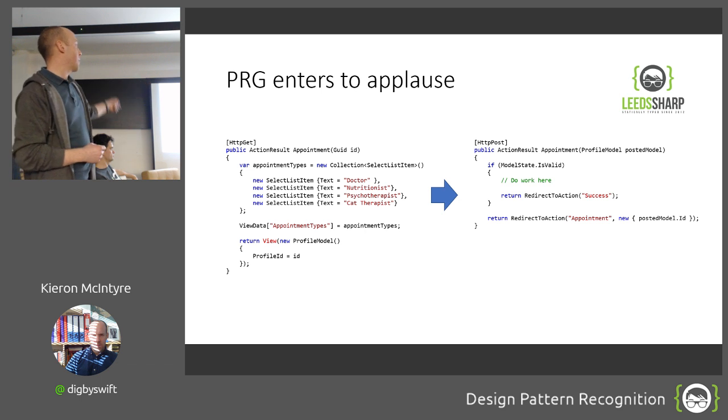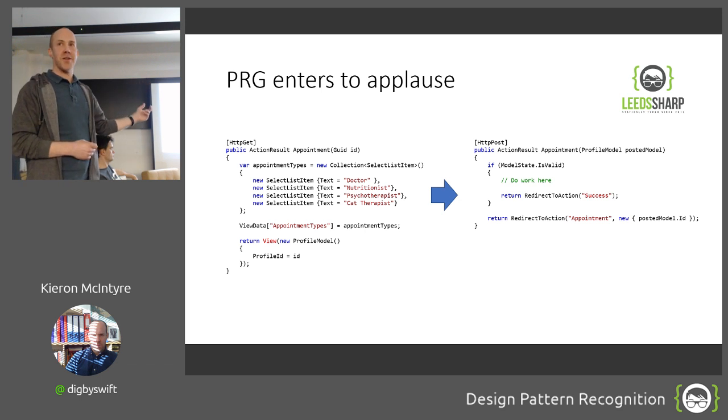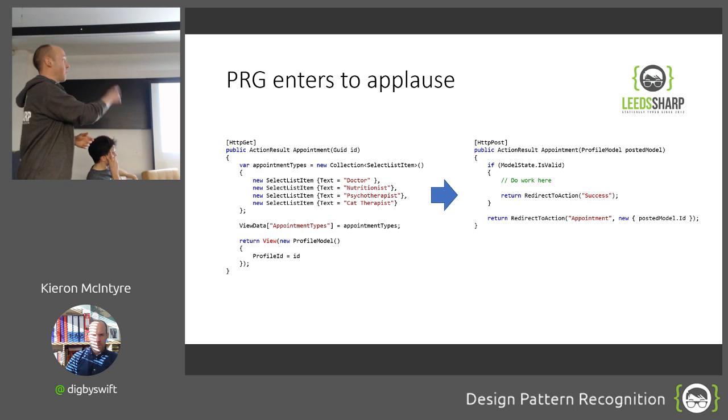As soon as you redirect back to your get, you lose your model state. So it's one of the reasons why people don't tend to use this in MVC, because there's a technical hurdle to actually pull down the model state back into the get.